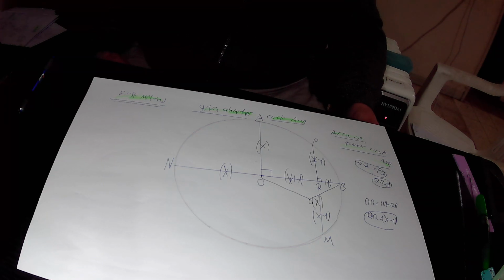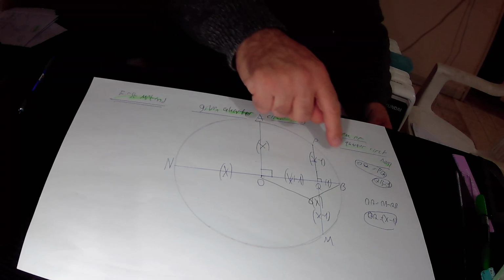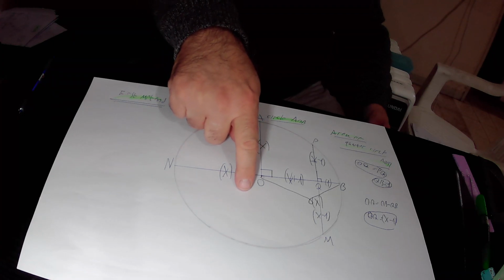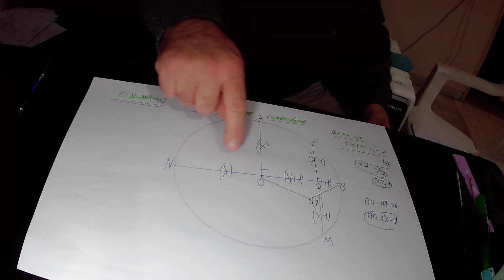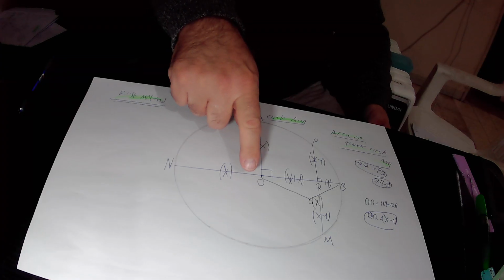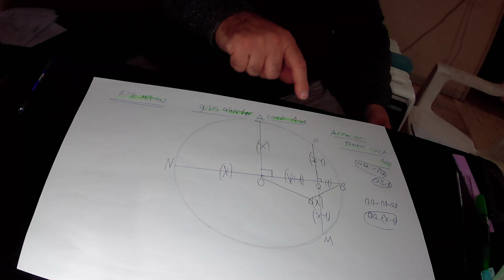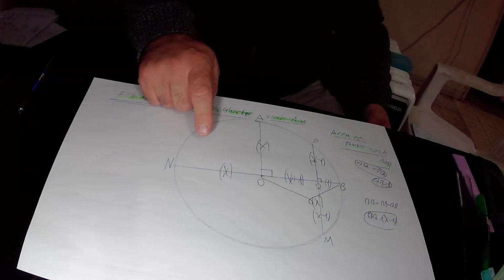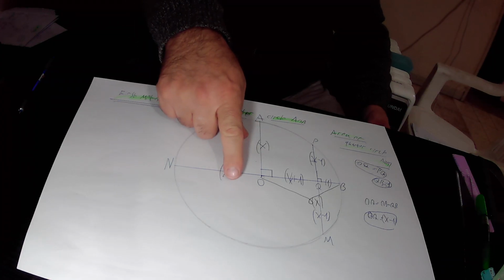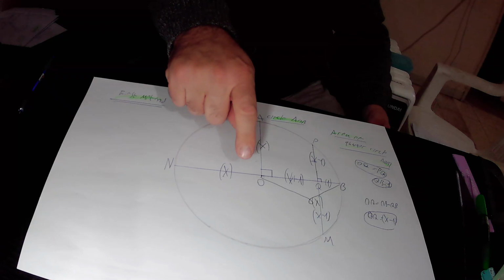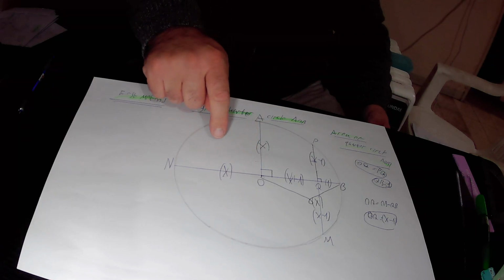Actually, if we divide this circle into two semicircles, NB is the axis of symmetry between those two semicircles. That is to say, NB is the axis of symmetry. Those two semicircles are identical, but the lower semicircle is the mirror image of the upper semicircle.